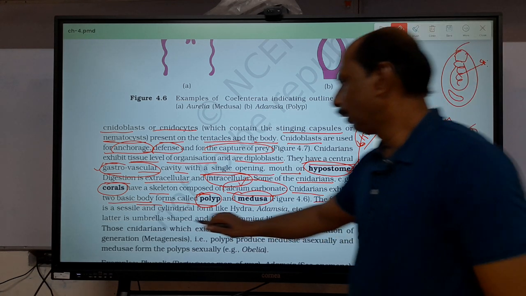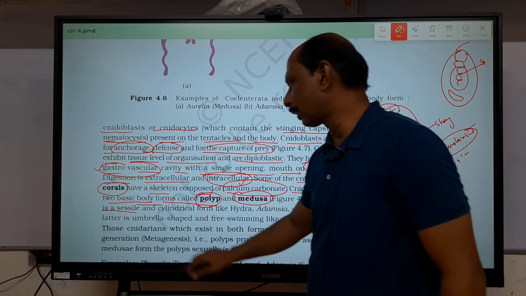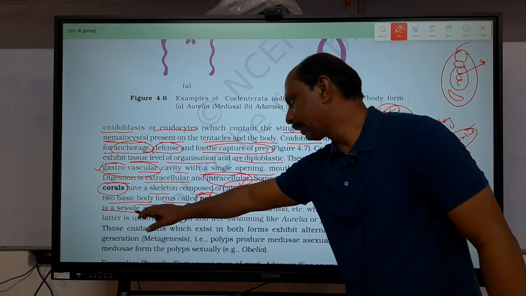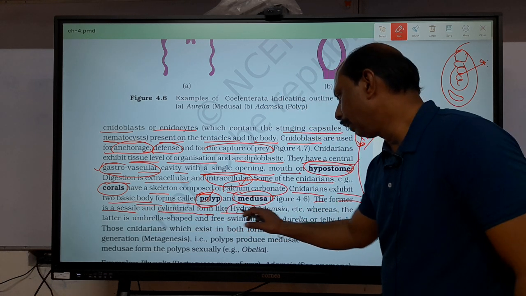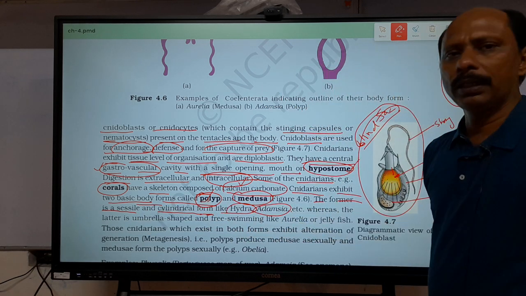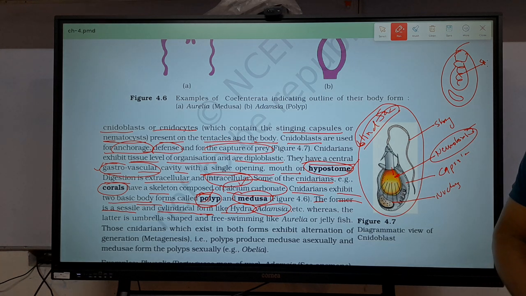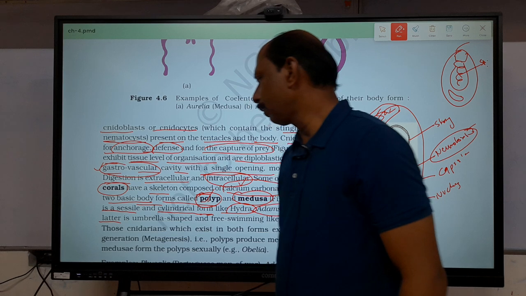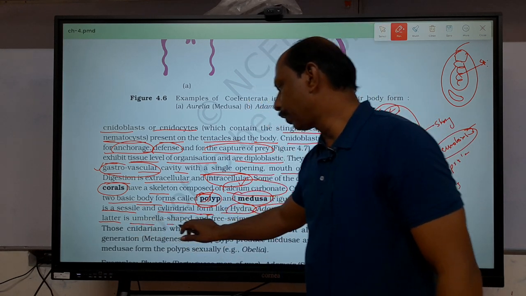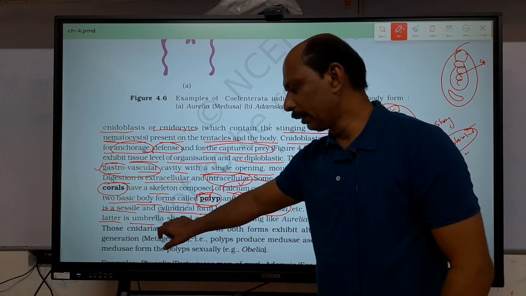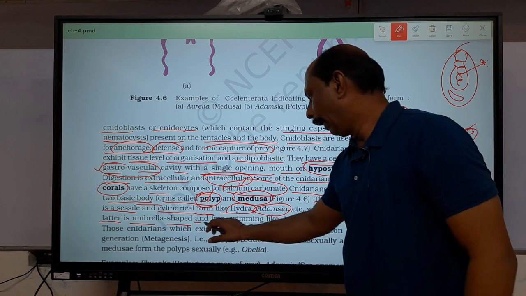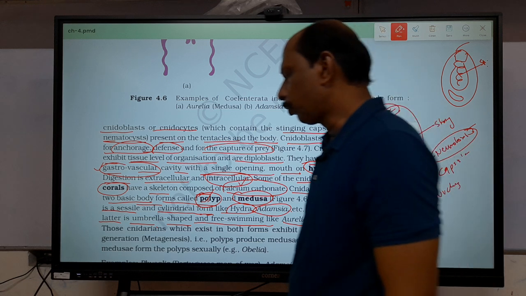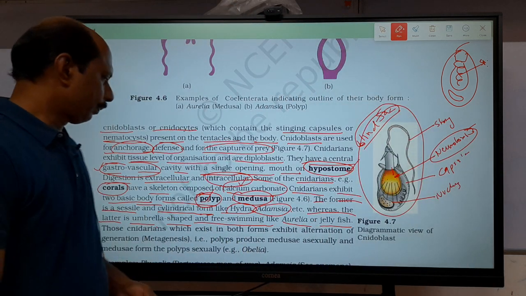The former, polyp, is sessile and cylindrical in form, like Hydra and Adamsia. These are examples of polyps. They are sessile, attached to the substratum only, whereas the latter one, medusa, is umbrella shaped and free swimming, like Aurelia or jellyfish. Free swimming, Aurelia or jellyfish, right?